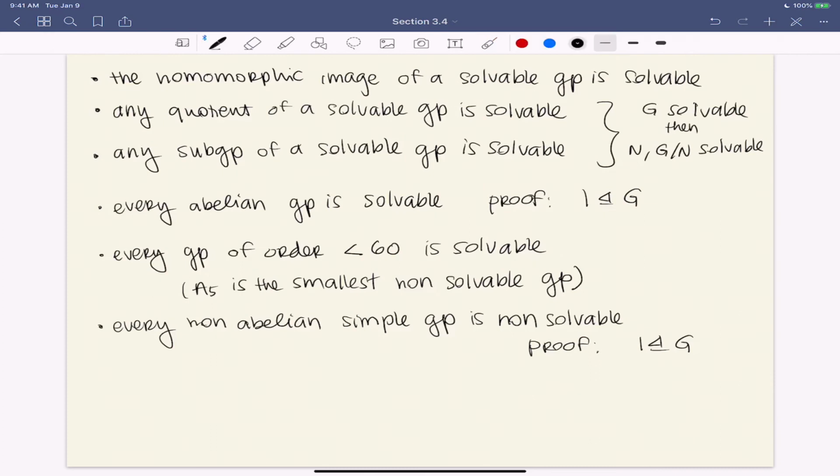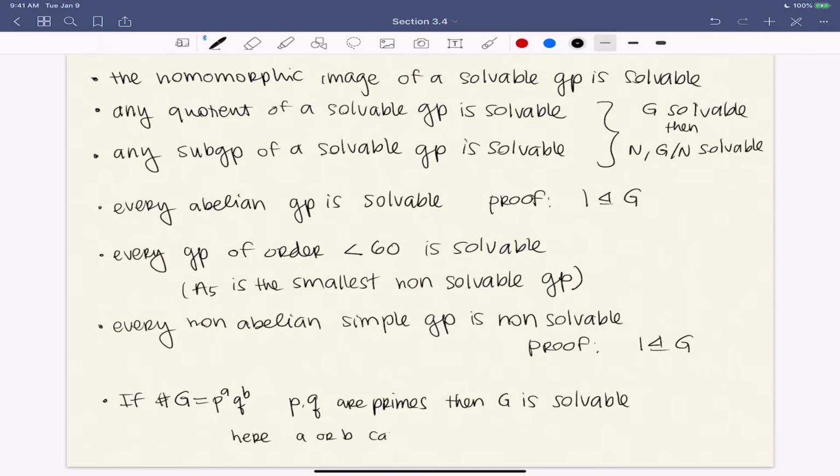G is not solvable. And then the last one, Burnside's theorem: if the order of G is p to the a, q to the b, where p and q are primes, then G is solvable. It's a very strong theorem. And in particular, a or b can be 0, i.e. if the order of G is a power of a prime, then G is solvable. The groups with this property, that the order of G is a power of a prime, are called p-groups, and we'll study those briefly later in the semester. So that'll come up again.